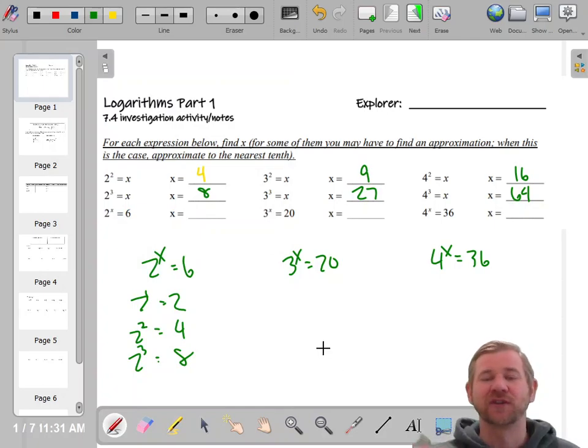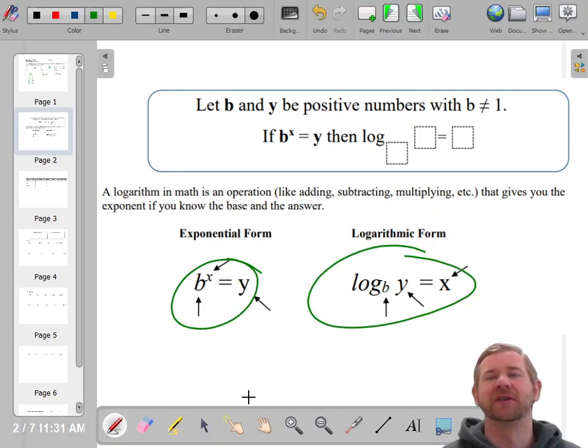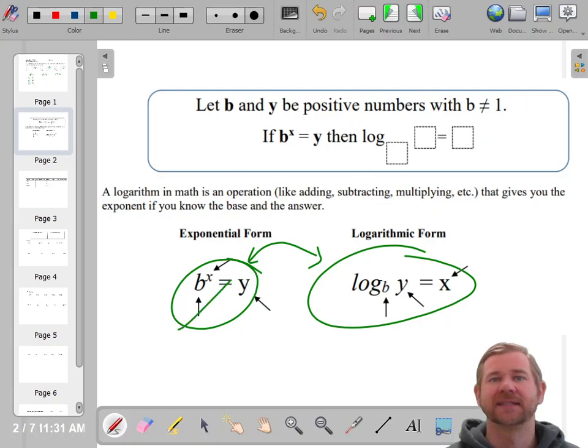Okay, we need a different strategy than guess and check, and that's what logarithms are for. So here's how this works. This is the main thing you need to be able to understand, that these two forms are interchangeable. If I give you an exponent, you need to be able to write it as a log, and if I give you a log, you need to write it as an exponent.